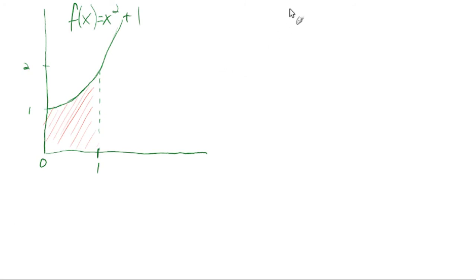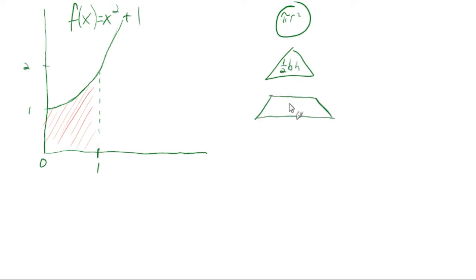If it were a circle, the area is pi r squared. If it were a triangle, that'd be 1/2 base times height. If it were even a trapezoid, we'd want to do 1/2 times base 1 plus base 2 times the height, where this could be base 1 and this is base 2. And there's all these shapes that have formulas that make it easy to find the area.